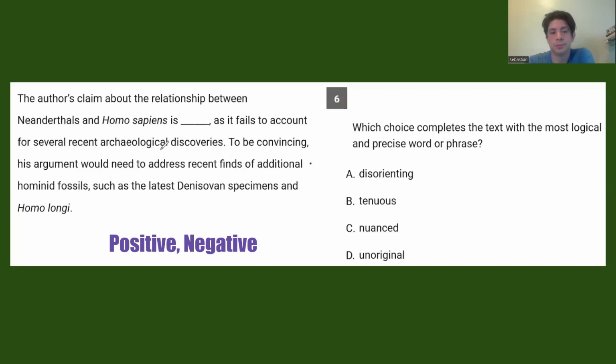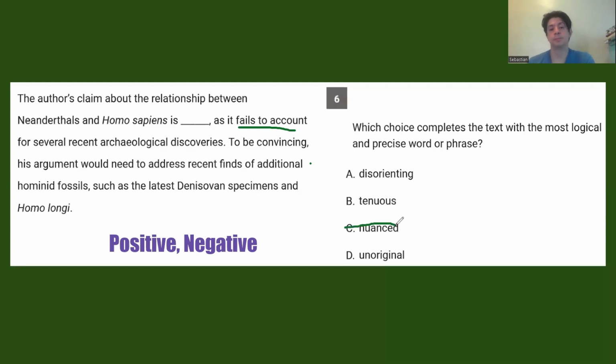So it fails to account for several recent. So fails, I think, sets up a sort of negativity. To be convincing his argument would need, so that's also negative. So we're looking for a negative word. So disorienting has a negative connotation. And then tenuous also has a negative connotation, right? It's not stable. Nuanced is positive. So I'd cross that off, and unoriginal is negative.